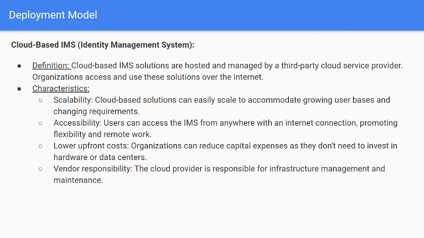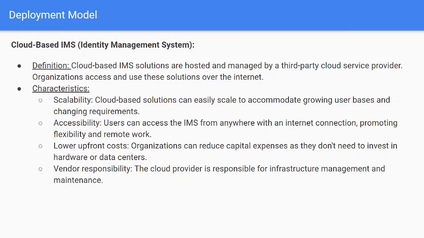Then the next one is lower upfront cost. Organizations can reduce capital expenses and don't need to invest in hardware or data centers. Since you are not the one bearing the burden of buying the hardware and the software licenses, you can start small. As an organization, if you don't use a lot, you can start small, thereby reducing the cost of expense.